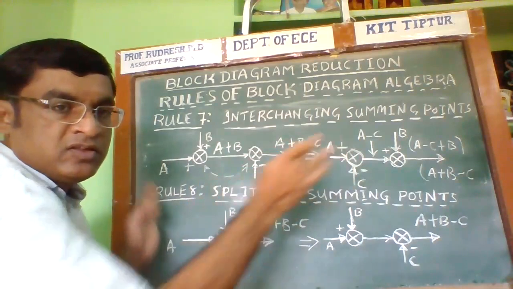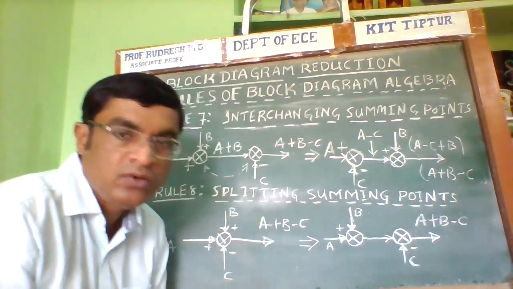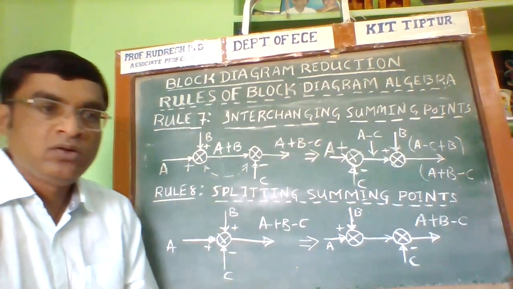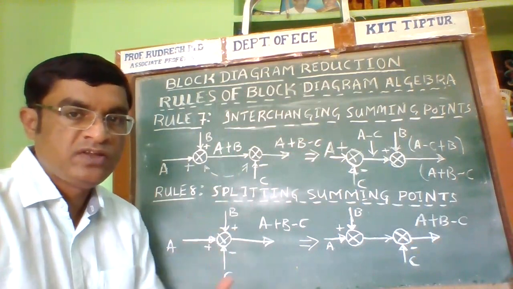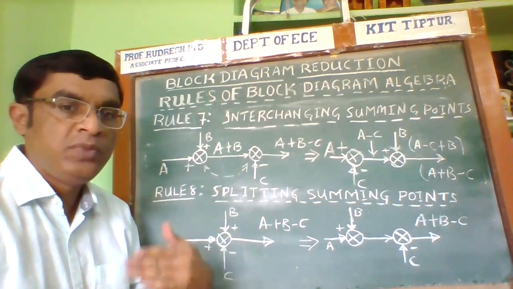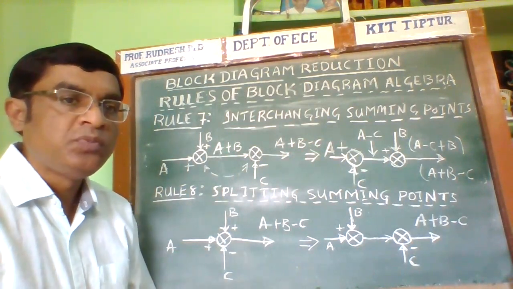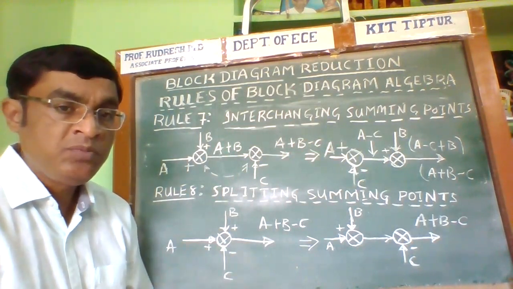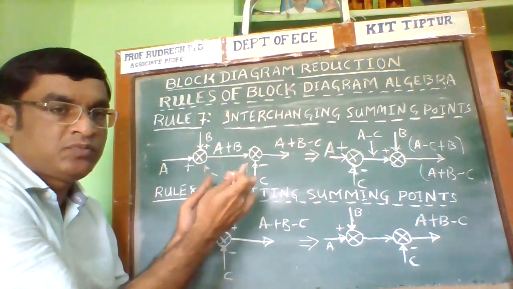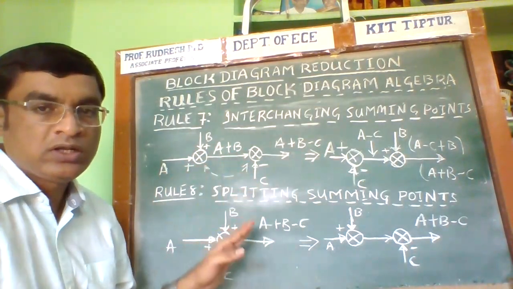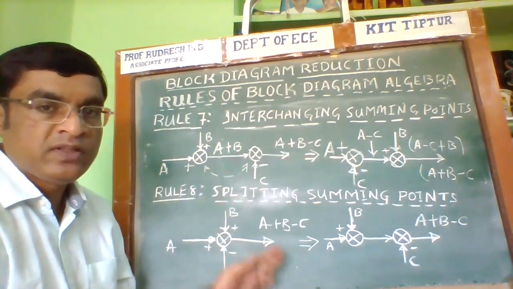The rules are framed in such a way that any changes made on the diagram should not alter the input-output relation. This is very important. If any changes are made on the block diagram, the input should be the same and the output should also be the same.